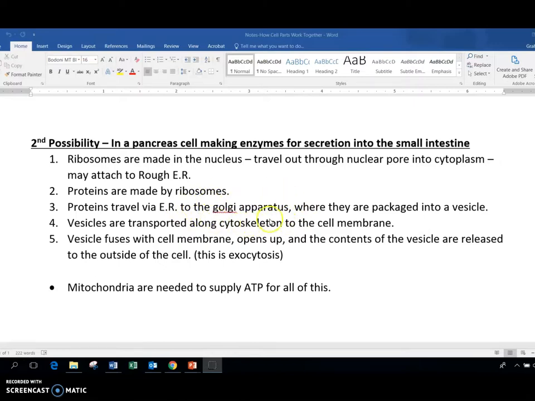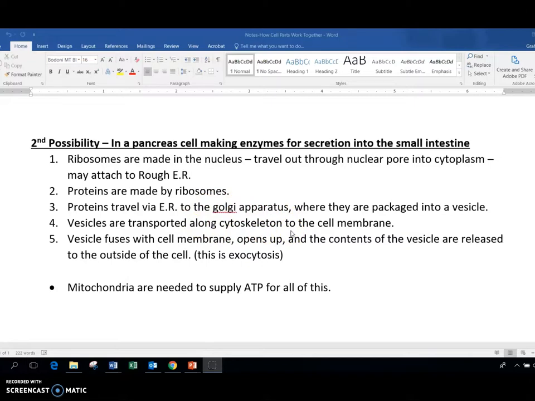Golgi is the major packaging and shipping center of the cell, so it's like the UPS of the cell. Once the proteins that are made, that are going to be our enzymes, get to the Golgi, they get packaged up into a bigger vesicle, and then that vesicle can get transported out to get released to the outside of the cell. So they get transported along the cytoskeleton of the cell. There's two different types of cytoskeleton: microtubules and microfilaments.